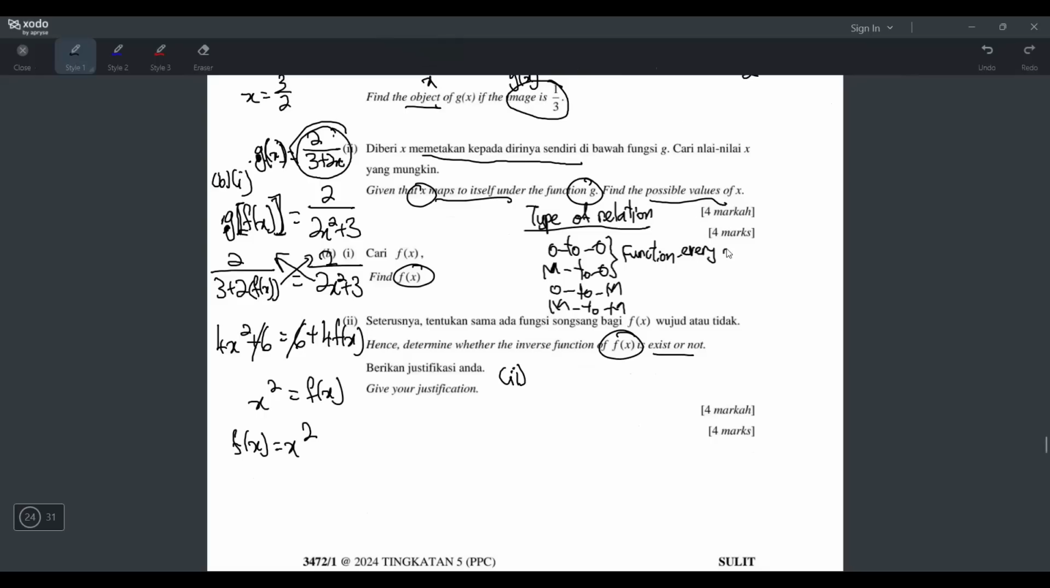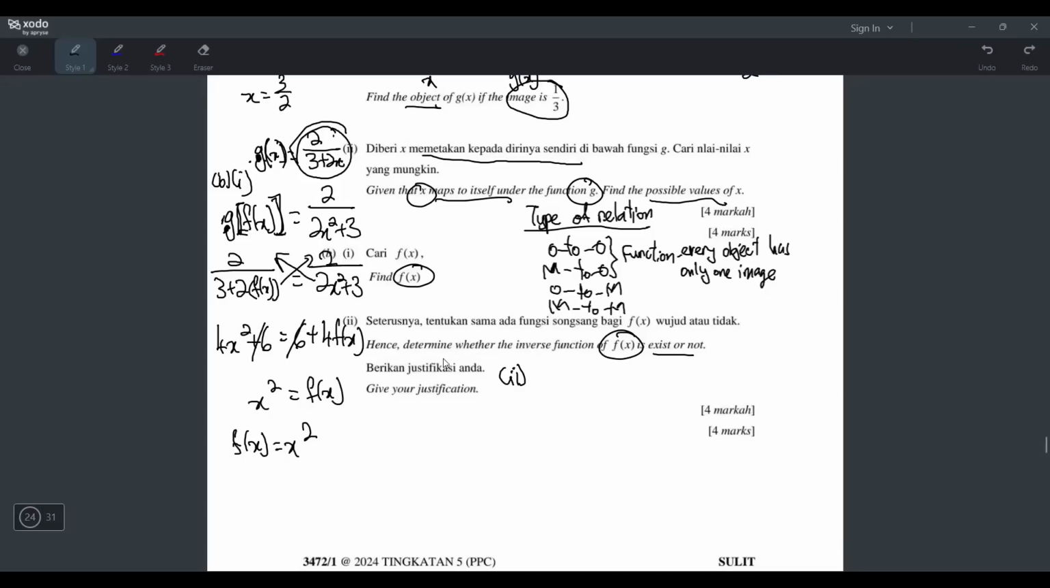Every object can only have one image, right? That's why only these two are considered function. One to many is not a function, because it's like one object has two images. Then it's not correct already. It has to be every object one image, then only it is considered a function, right?